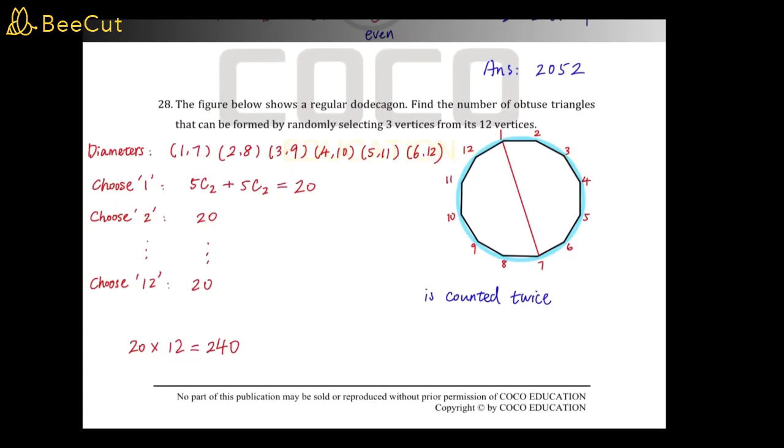Okay, so let's write every triangle is counted twice. So we need to divide by 2. 240 divided by 2 is 120 ways.